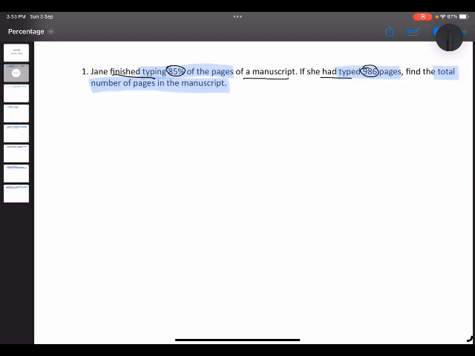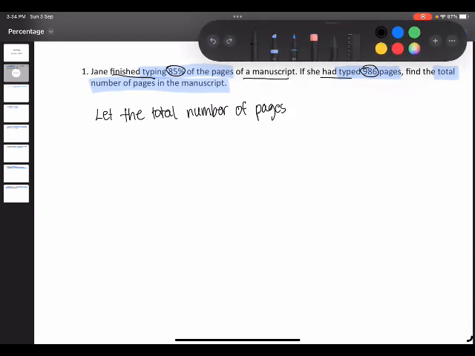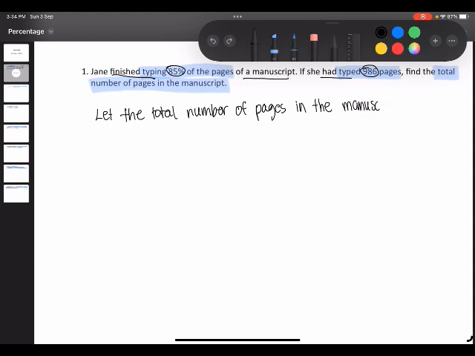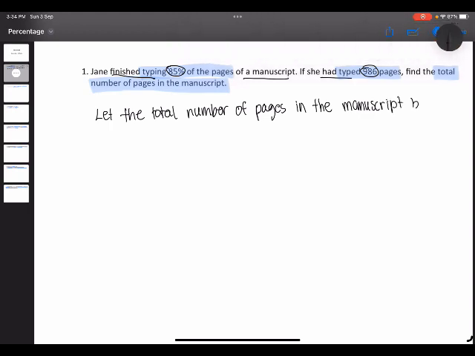If you think it is 100% and it represents the whole, you are indeed correct. So let the total number of pages in the manuscript be 100%. So, how do you find the total number of pages in the manuscript?